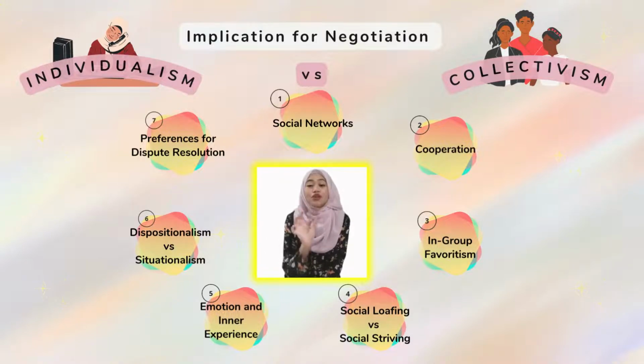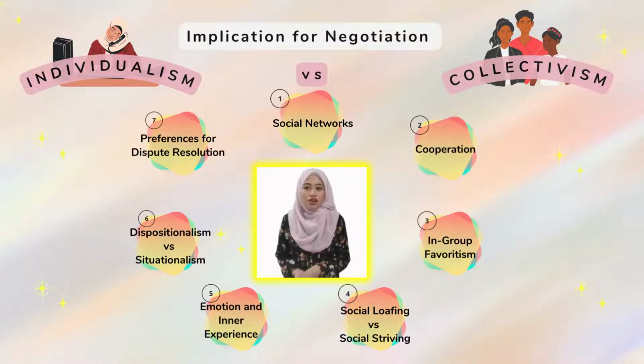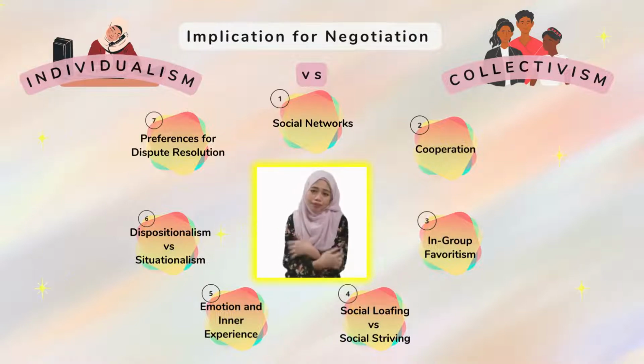Third is in-group favoritism. It is basically the strong tendency to favor members of their own group over other groups, even when there is no valid reason to do so. Collectivist societies show more in-group favoritism than individualistic culture. Fourth is social loafing versus social striving. Social loafing is the tendency for people to work less hard and give less effort and resource while working in a group environment rather than when working alone.